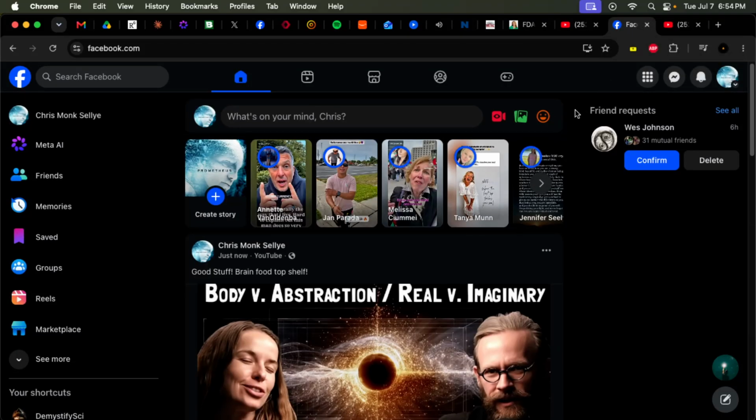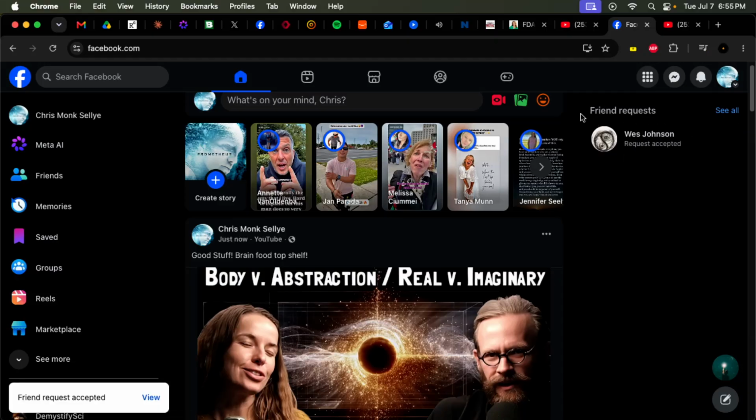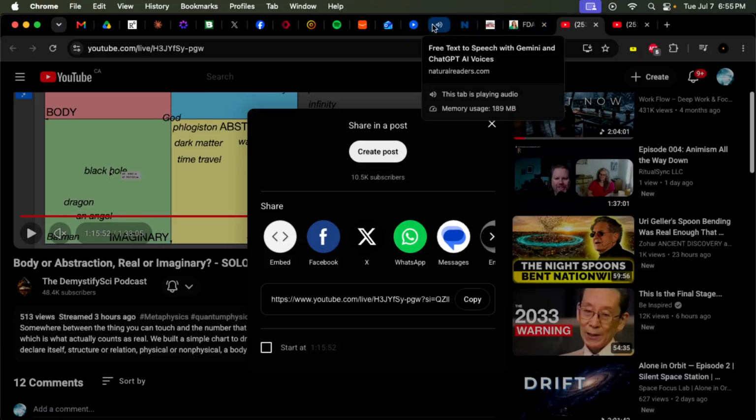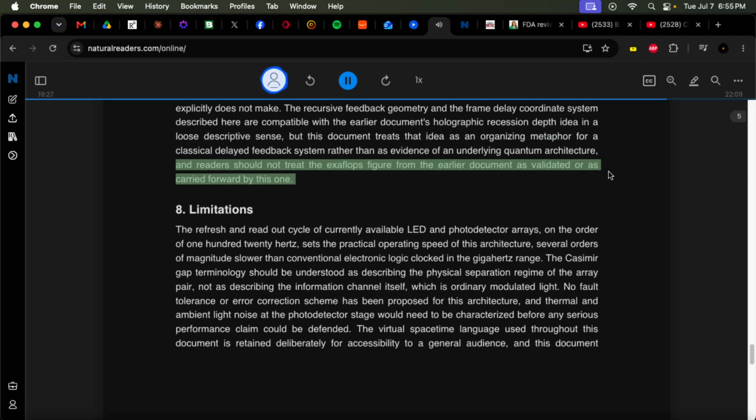The recursive feedback geometry and the frame delay coordinate system described here are compatible with the earlier document's holographic recession depth idea in a loose descriptive sense. But this document treats that idea as an organizing metaphor for a classical delayed feedback system rather than as evidence of an underlying quantum architecture. And readers should not treat the exaflops figure from the earlier document as validated or as carried forward by this one.